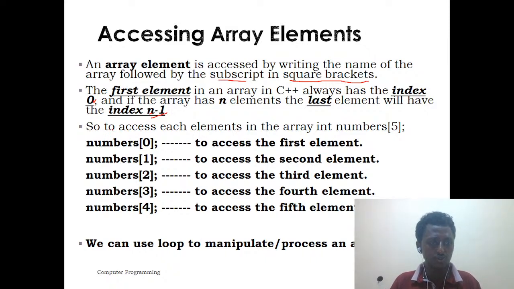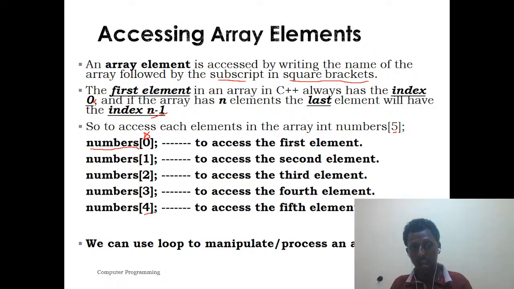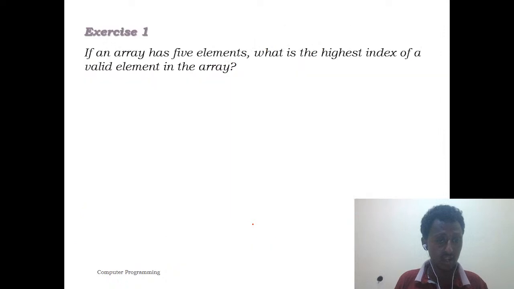To access each element, to access all elements of that array, you should use the index of that array. For example, to access the first element in the array, you use the first index location of that array. The same is true for the second, third, fourth, and fifth. The last index is n minus 1 if the array size is n. To access the fifth looks like this. We can use a loop to manipulate or process an array.